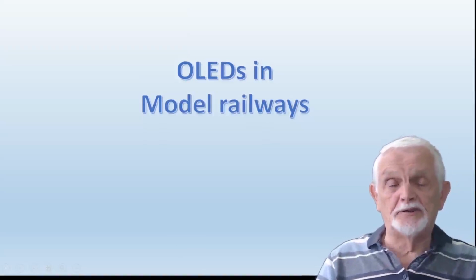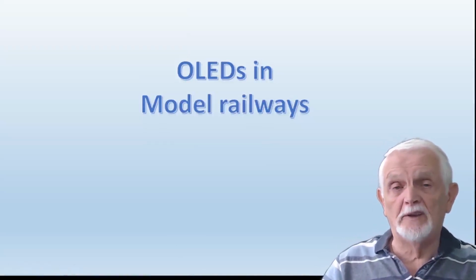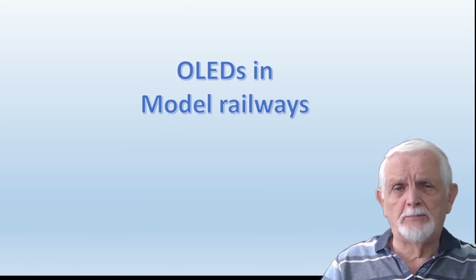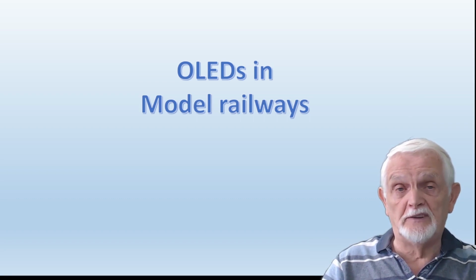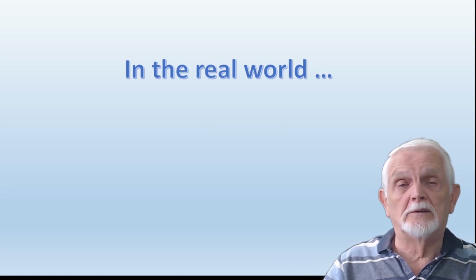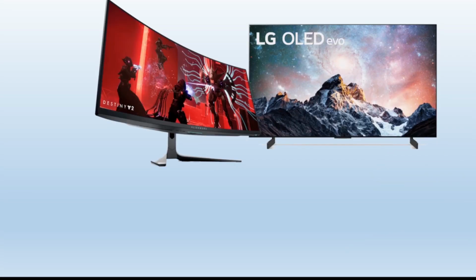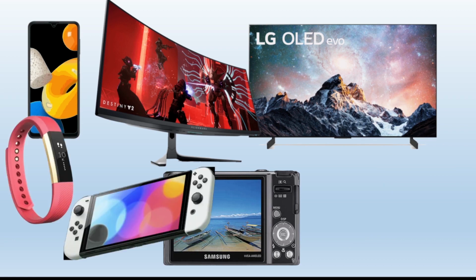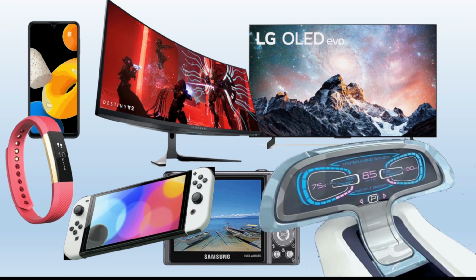Today we're looking at the use of OLEDs in model railways to enhance your layouts. OLEDs have become very popular over the years for good reasons, and you'll find them in many places in the real world, including TV screens, computer monitors, digital cameras and mobile phones, gaming consoles and Fitbits, and even in consoles in modern cars.